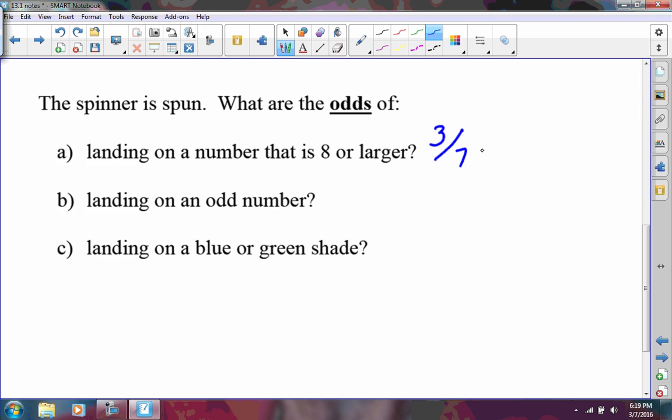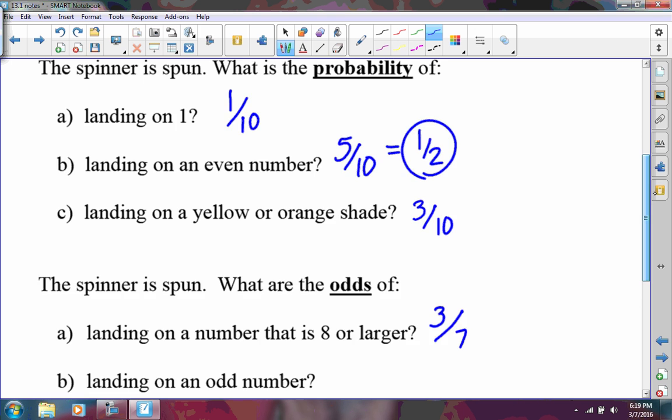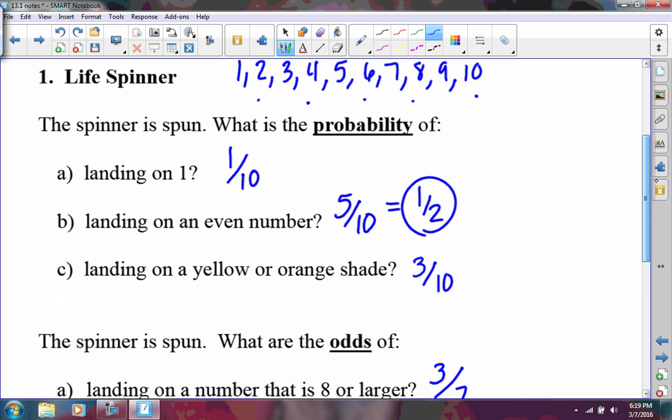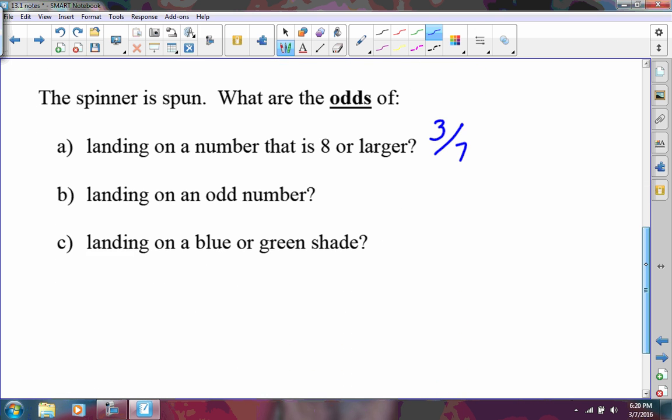And landing on an odd number, we counted before how many evens there were. There's 5 evens and then there's 5 odds. So landing on an odd number, there's 5 of them. And again, the stuff that we don't want, the evens, that would be 5. And you do want to reduce that down to 1.